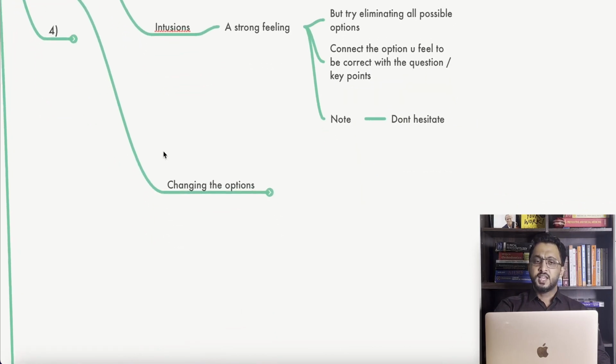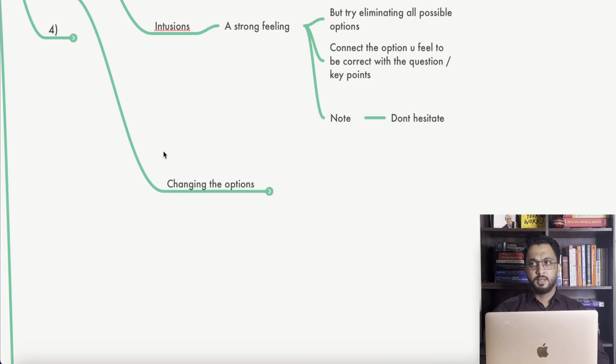Now, changing the options. Many students tell me this. When I was attempting the question, I answered B, but later on when I came back, I felt like the answer is C. So which option should I stick to? Should I change it or not change it?